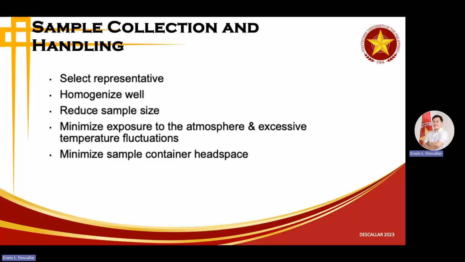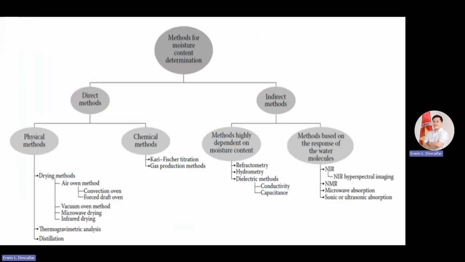Kahit tuyong-tuyo yan by our perception of the hand, when you expose that to a high temperature, 100 degrees Celsius, okay, the water will evaporate. The weight of that particular thing will be reduced once the evaporation phenomenon happens. Okay? Now, there are going to be a lot of moisture content determination. You have the direct methods and the indirect methods.